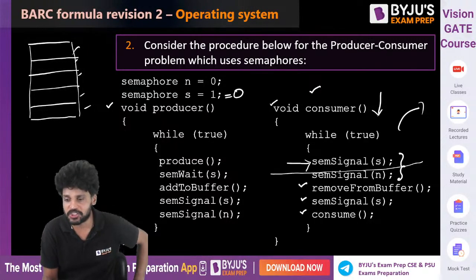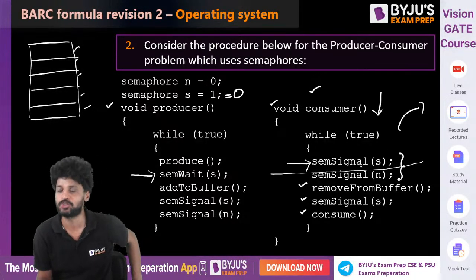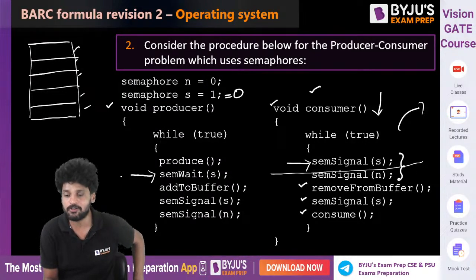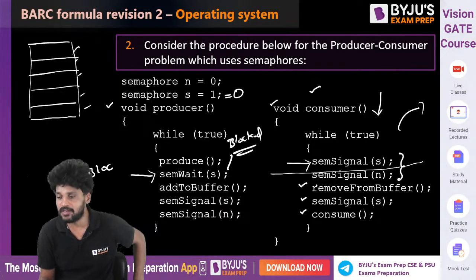Now when the producer gets scheduled, he is going to perform a wait operation on S. But is S available? No, S is not available. S is actually held by the consumer. Now the producer will get blocked. I would say producer will be blocked on S. Now when the consumer comes back, he will perform signal operation on N.